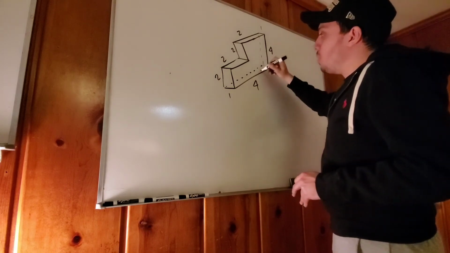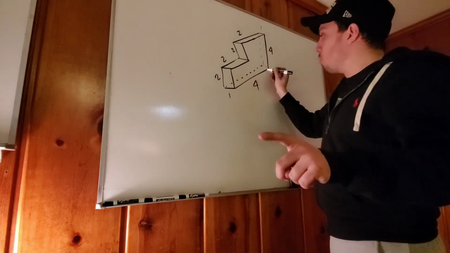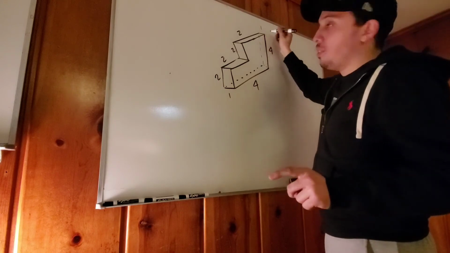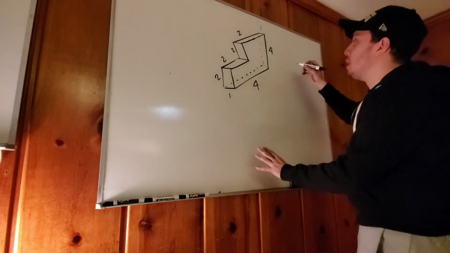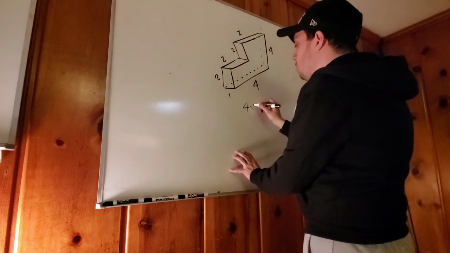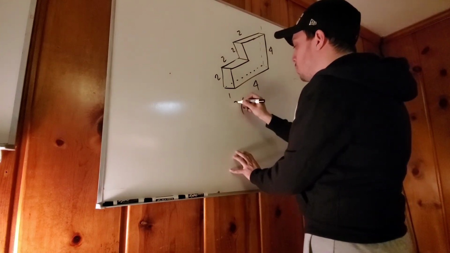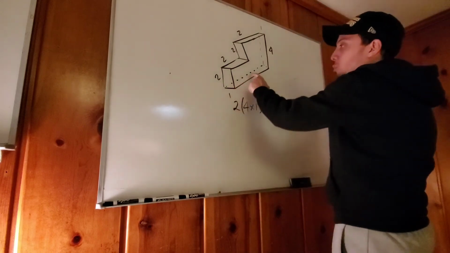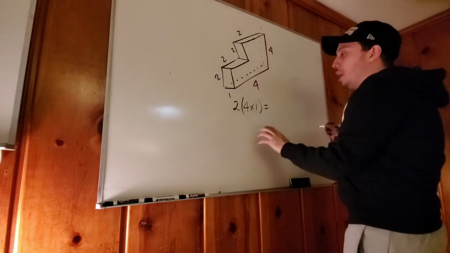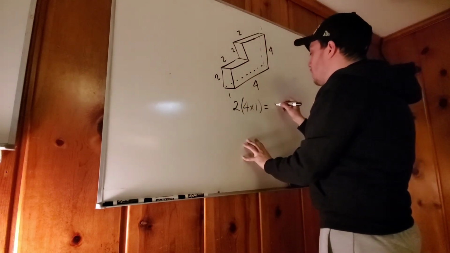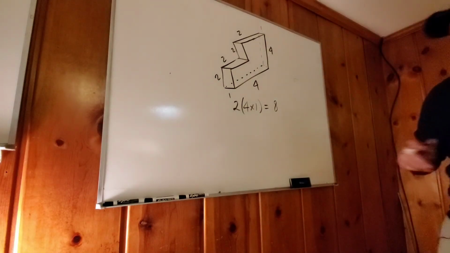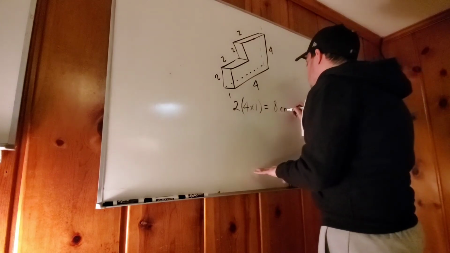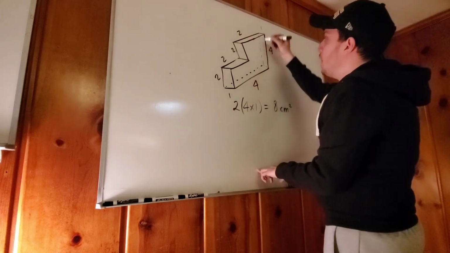So this one and this one, the good news is because this is 4 and this is 1, and because this is 4 and this is 1, I have 2 different rectangles that measure exactly the same. So it's going to be 4 times 1 times 2. All right, for the rectangle in the bottom and in the back. So that is going to be obviously 8. Okay, and the units is in centimeters. So we have 8 centimeters squared for the bottom and the back.